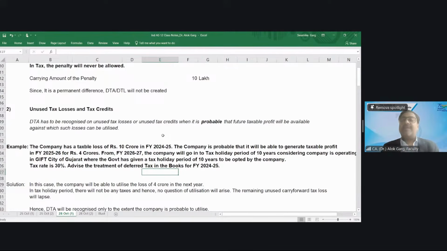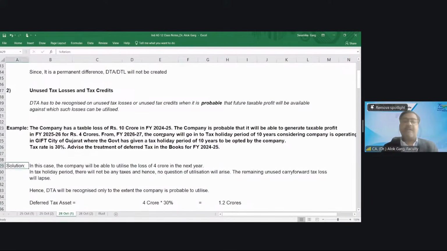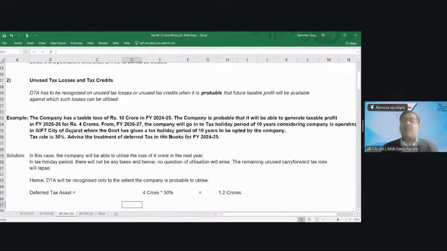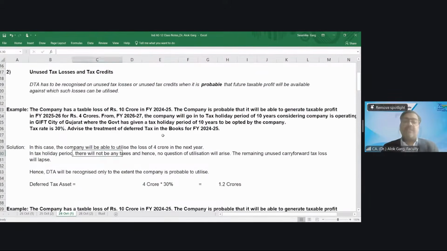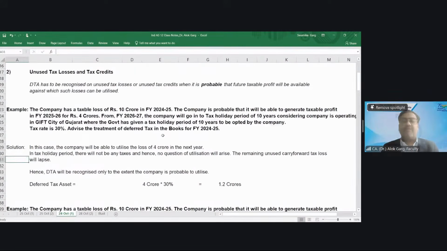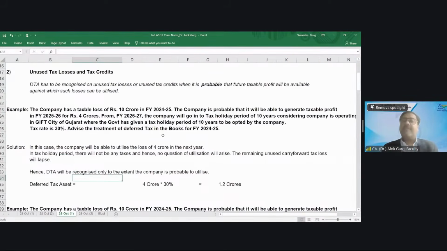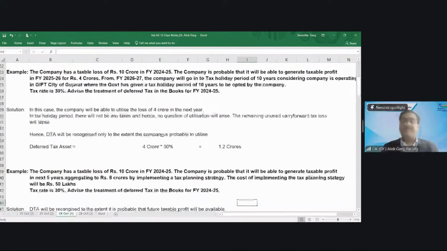And hence the company is probable to recover only 4 crore rupees of losses. In this case, only 4 crore of loss can be utilized before the tax holiday period, as there will not be any taxes during it and hence no question of utilization will arise. The remaining unused carry forward tax loss will lapse. Hence, DTA will be recognized only to the extent of the profits which the company is probable to utilize. So DTA is equal to 4 crore multiplied by 30%.